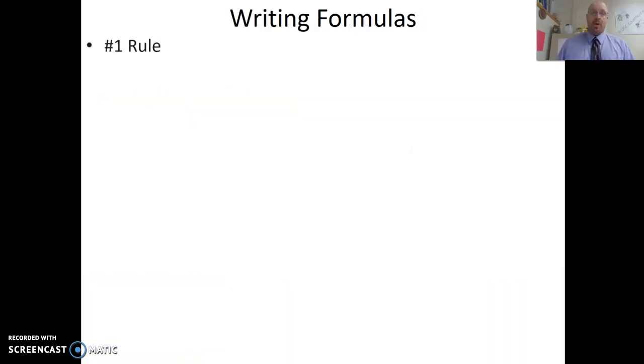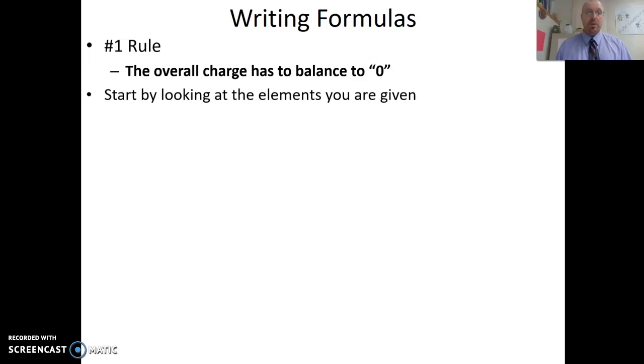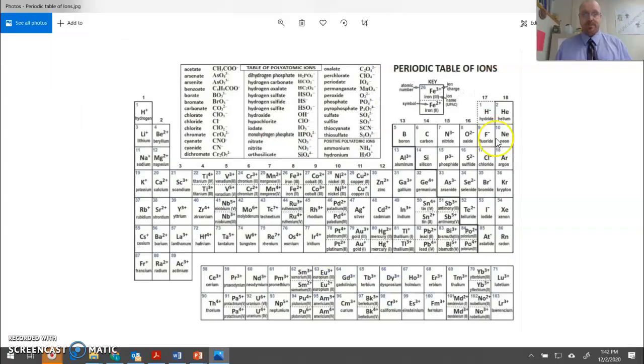Here are some rules for writing the formulas, especially when it comes to ionic ones. The overall charge has to balance to 0. That is the most important thing to do with ionic bonding. Start by looking at the elements that you're given. The easy thing to do is to make sure you have a copy of your ionic compounds.